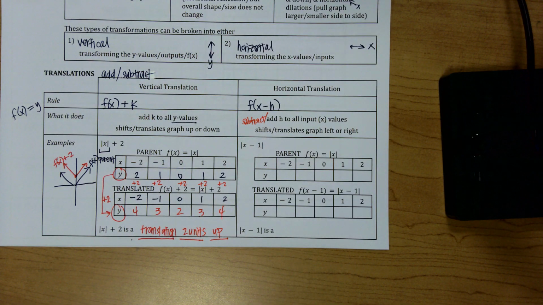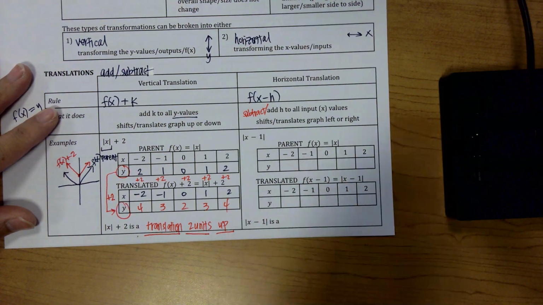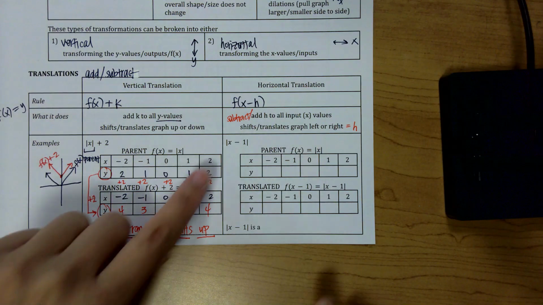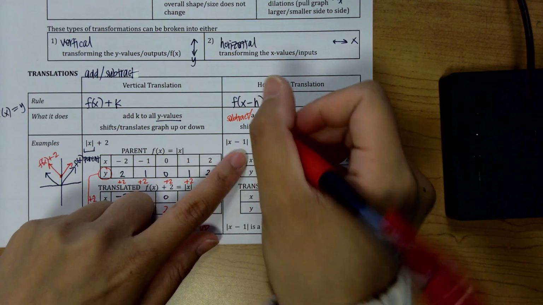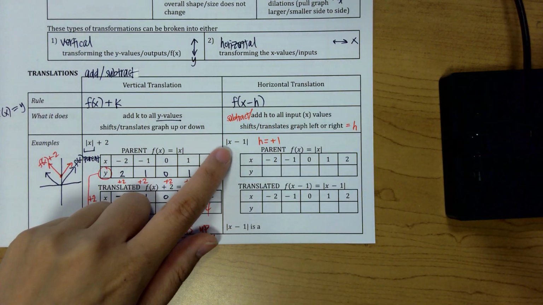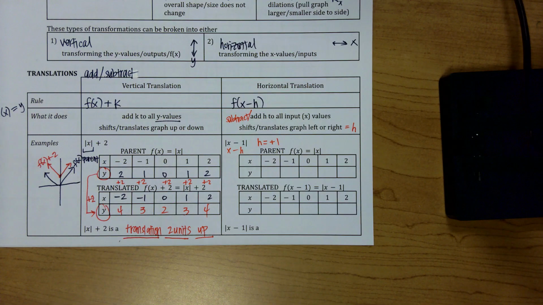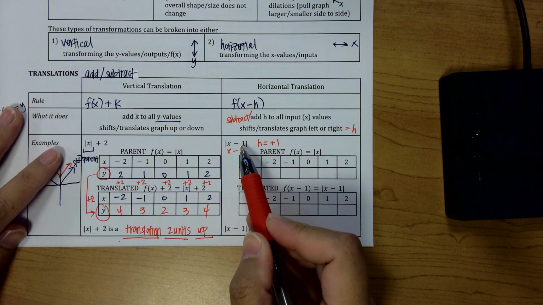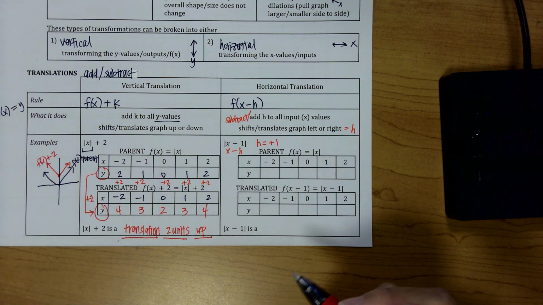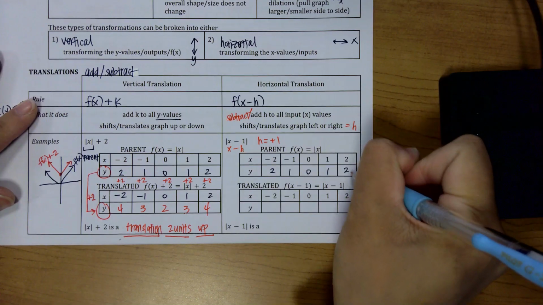But what this means is that h, which is how much we're going left or right, is not what you see. So if I see x minus 1, do you see here that h is actually equal to positive 1? Right? Because we have x minus h. So that negative is already there. And if I had x plus 1, it would be x minus negative 1. So what we're going to do here is we're going to fill in our parent. We have 2, 1, 0, 1, 2.